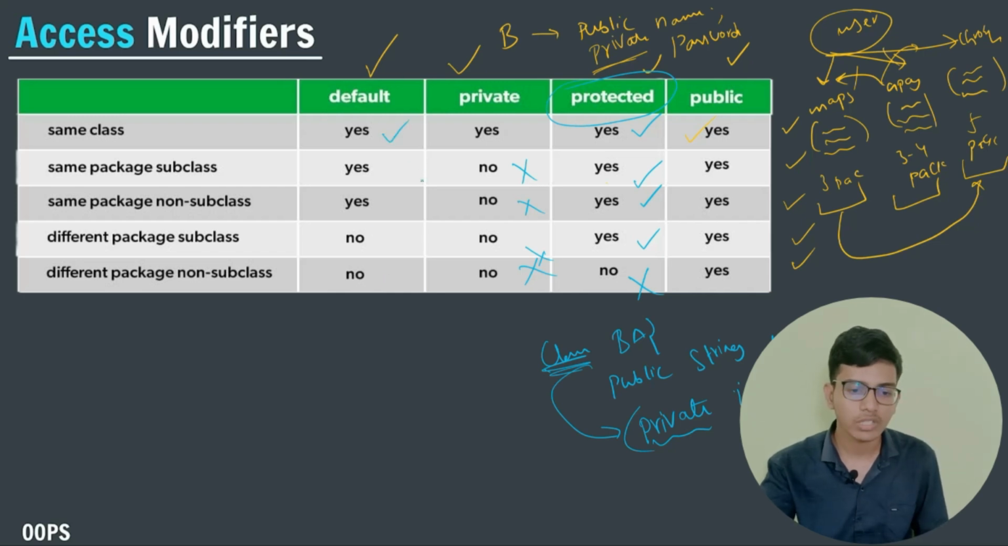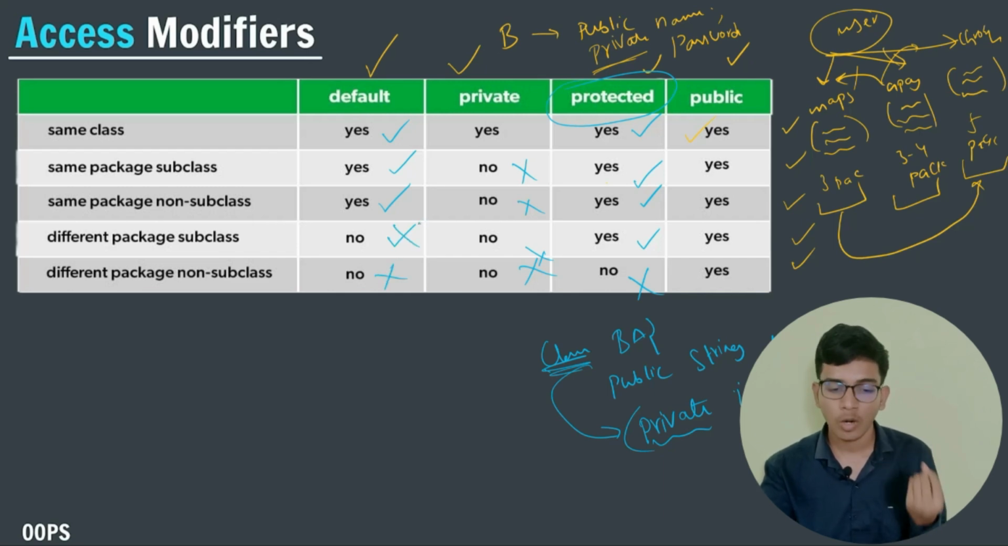So I can access within the same class, within the same subclass, within the package but not in the subclass. After different packages subclass it can't access. After different packages, not different subclass, it can't access. So this is the concept of default, private, protected and public.